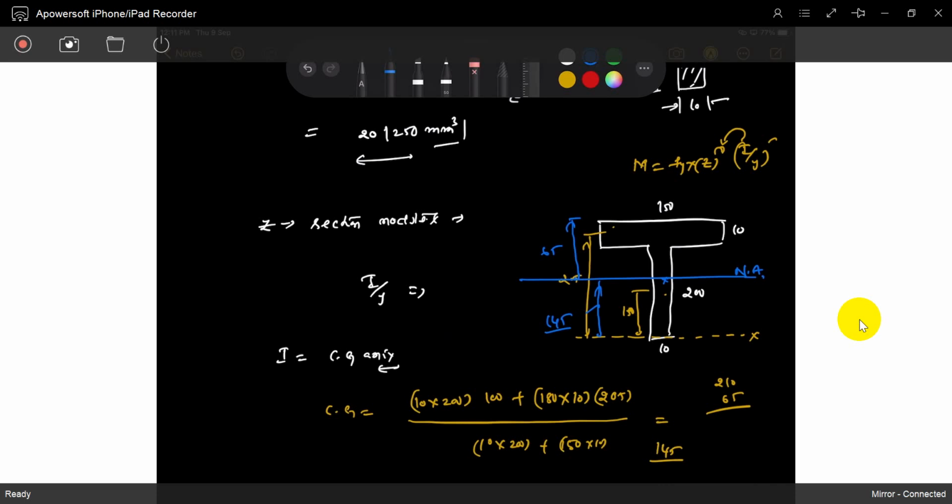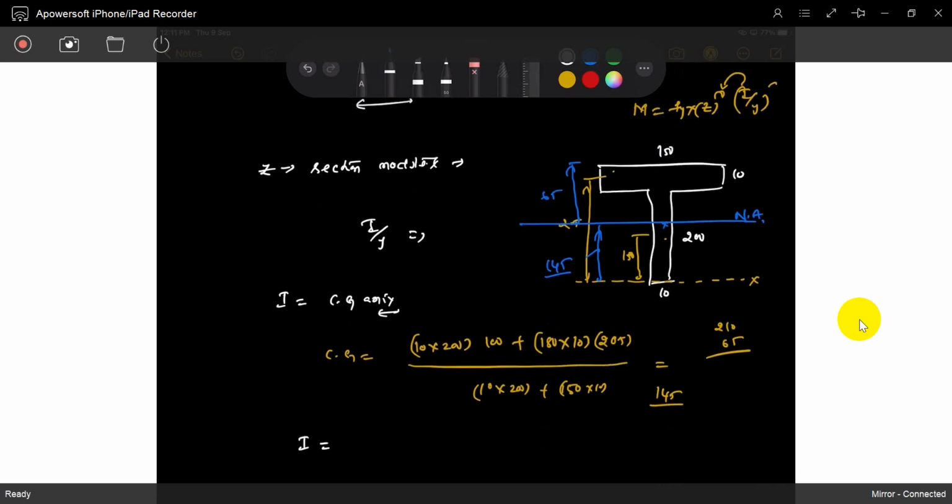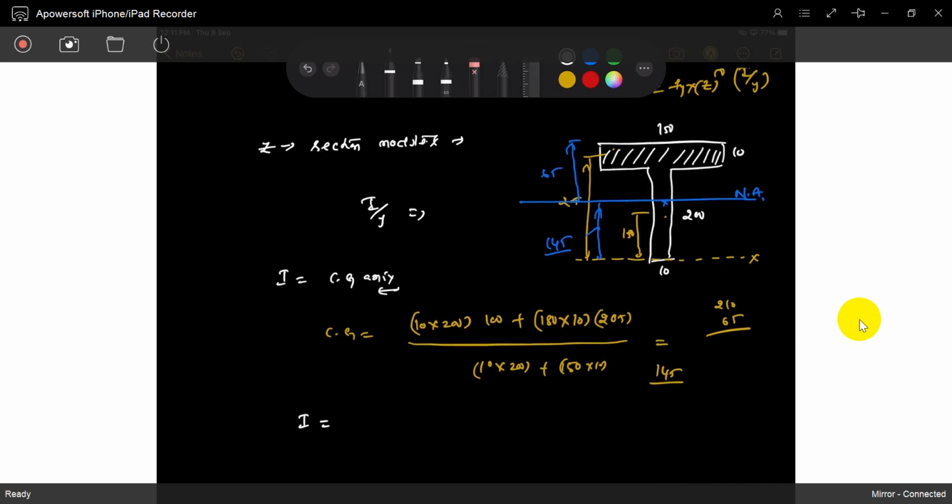So if you know the CG, you have to find the I. Now you can find I, the moment of inertia. Got the idea? Find the moment of inertia for each area, easily. It's 100 into 10 for this area. So you have to apply the parallel axis theorem. You already know it: perpendicular axis theorem, parallel axis theorem. Based on that, you will get I as 4837750 divided by 3 mm to the power 4.